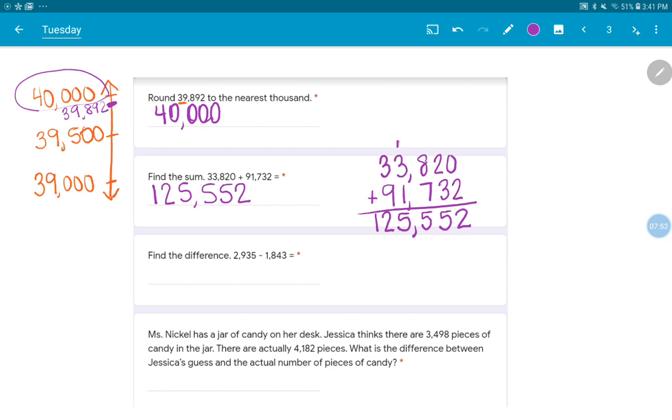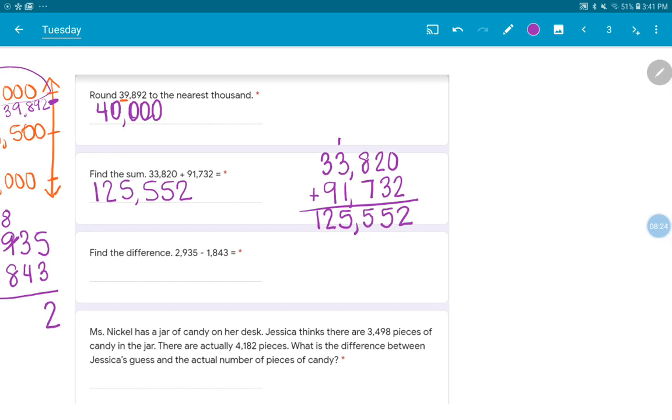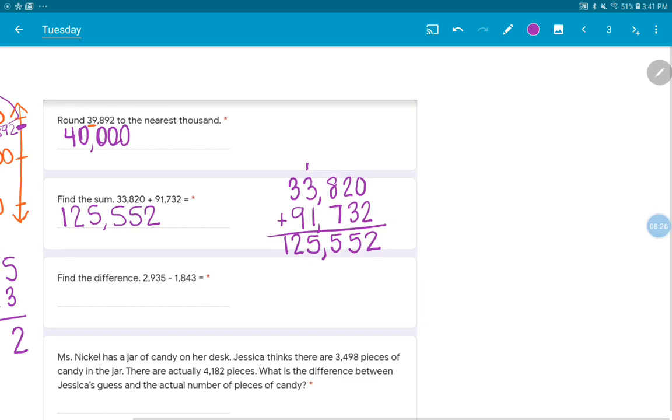Next, we're finding the difference. So we're subtracting 2,935 minus 1,843. I'm going to start with my ones place value. 5 minus 3 is 2. Now I have 3 minus 4. If I have 3, I can't take 4 away from that without it being a negative number. So I'm going to borrow a group of 100. So I'll have 8 hundreds left.